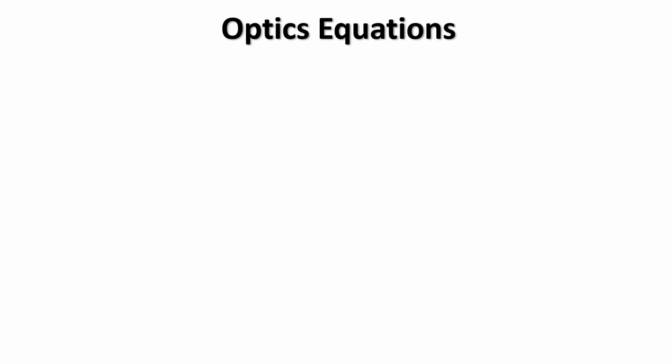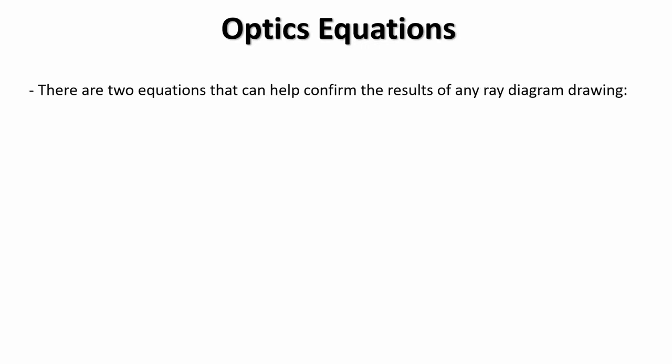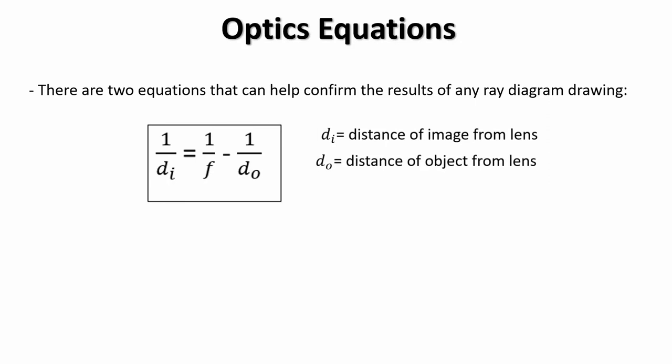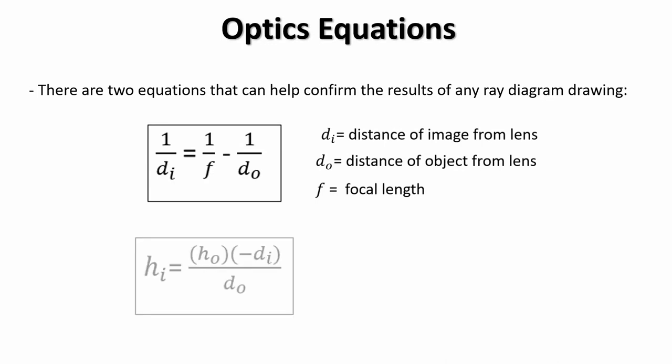In this video, we're going to look at some equations that you can use when solving problems with converging and diverging lenses. So we have two equations. First one here. So the DI is the distance of the image from the lens. The DO is the distance of the object from the lens. You'll be given that. And F is the focal length or focal point. You'll also be given that.